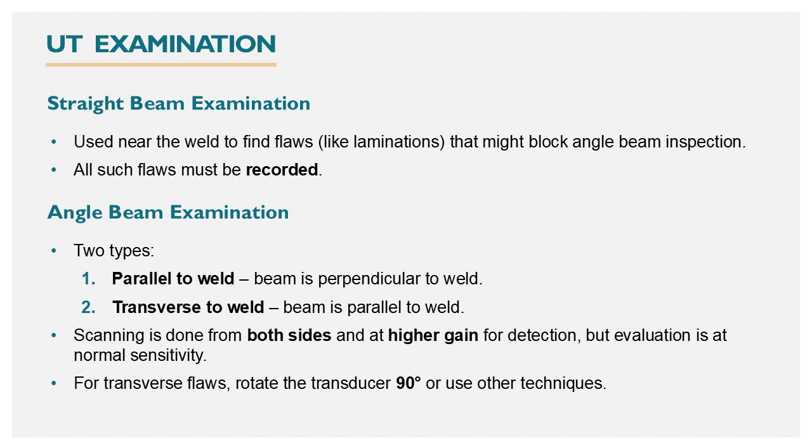The second technique is angle beam examination. There are two types of angle beam examination technique. Number 1 is parallel to weld, beam is perpendicular to weld. Number 2 is transverse to weld, beam is parallel to weld. Scanning is done from both sides and at higher gain for detection, but evaluation is at normal sensitivity. For transverse flaws, rotate the transducer 90 degrees or use other techniques.